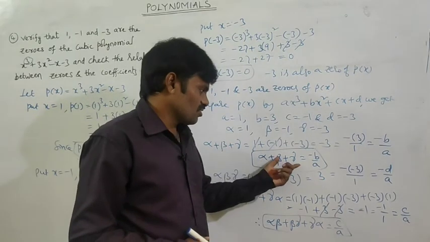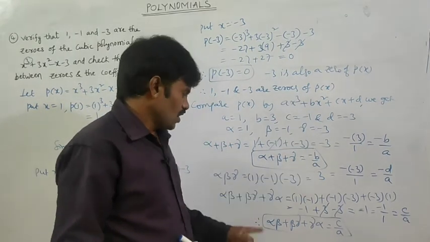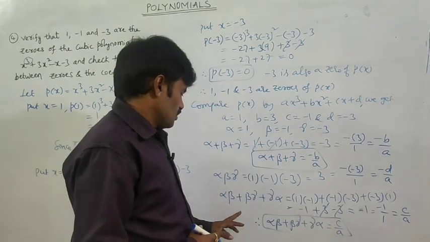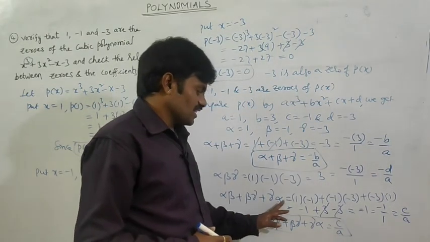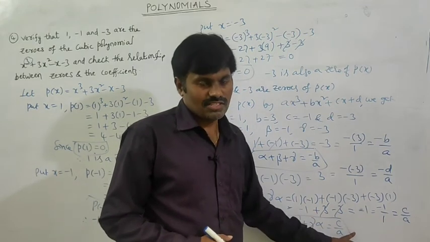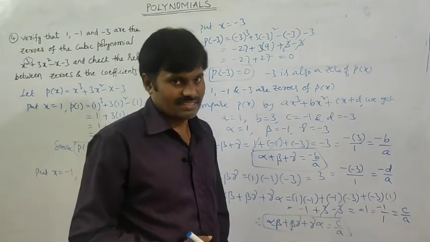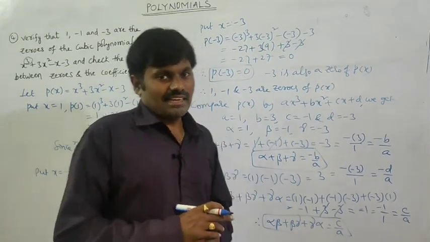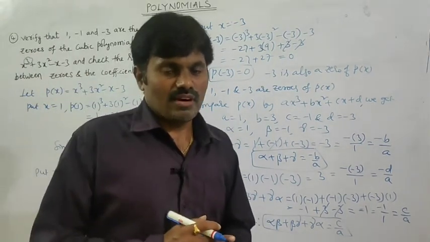To find the sum of the zeros, what is the formula? Minus b by a. To find the product of the zeros, what is the formula? Minus d by a. To find the sum of the product of zeros taken two at a time, it is equal to c by a. Okay. Is it clear? Right. It is important for board examinations.